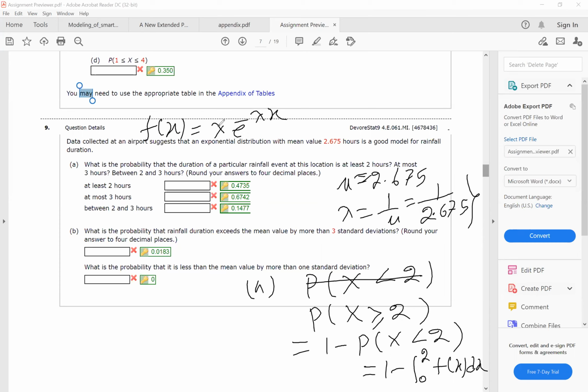Okay, the next one is at most 3. So that means the probability of x can be maximum 3. And this is the probability x is no less than 2. And this is the probability of x is between 2 and 3. So if you get the answer for this part, then this one will be the difference between these two probabilities, because x is between 2 and 3. So you know the probability when x is less than or equal to 3, and you know the probability when x is greater than or equal to 2. So it will be the difference between these two probabilities. Okay.